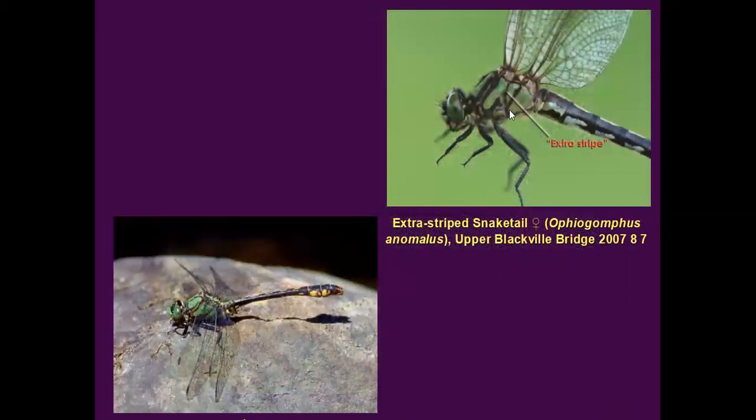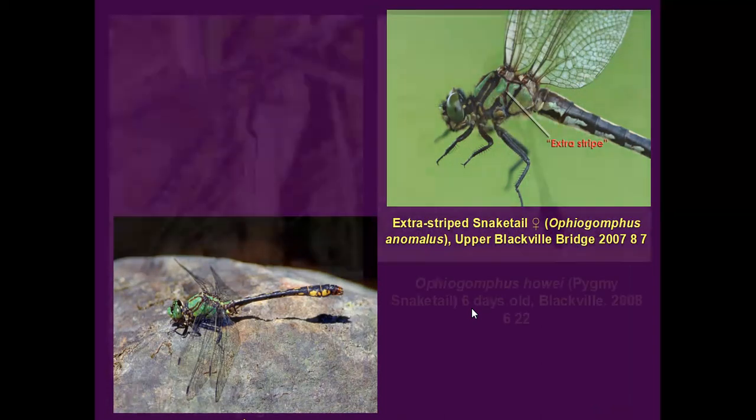the extra striped snaketail that has an extra stripe on the side of its chest, which spends most of its lifetime in the treetops, which is why as an adult, we don't see it very much.